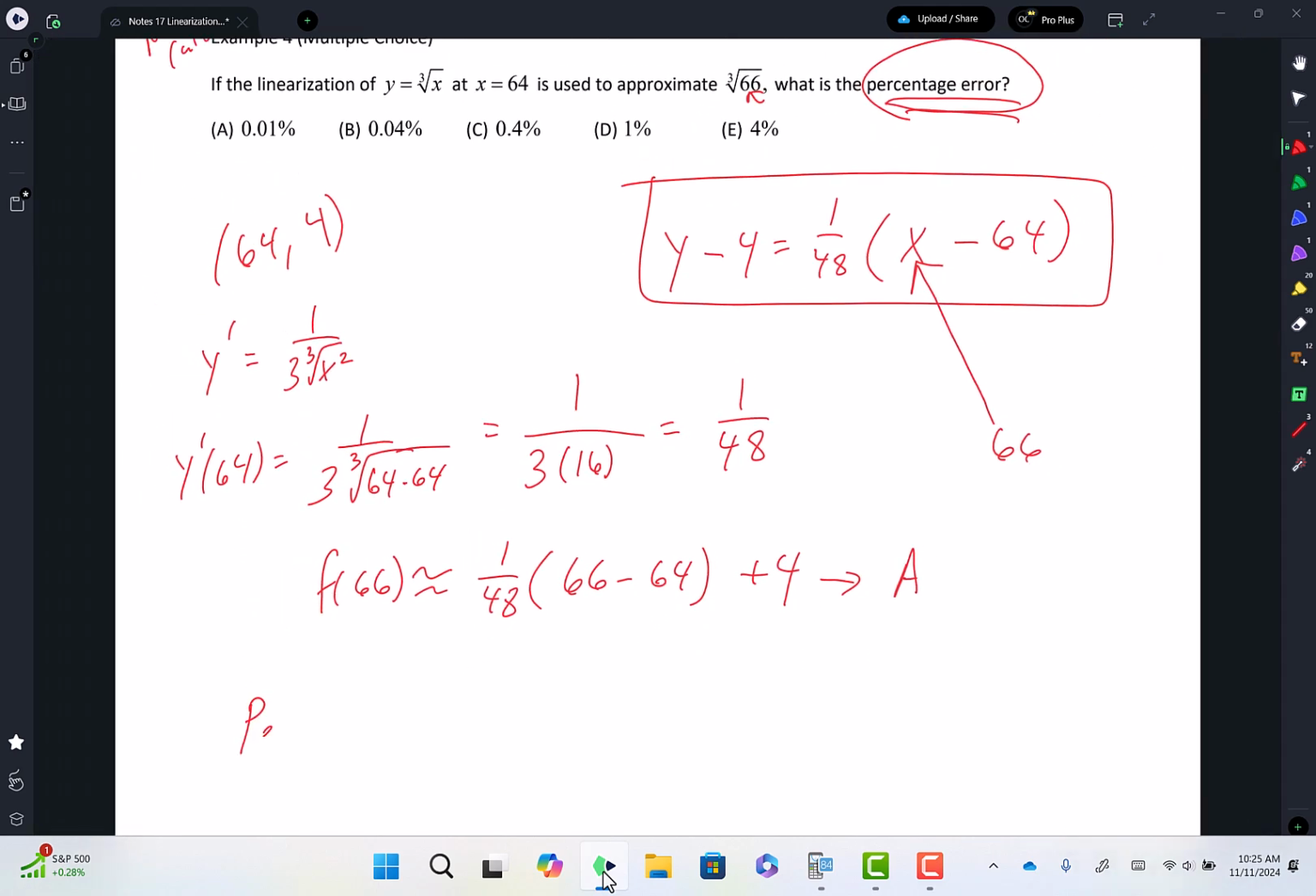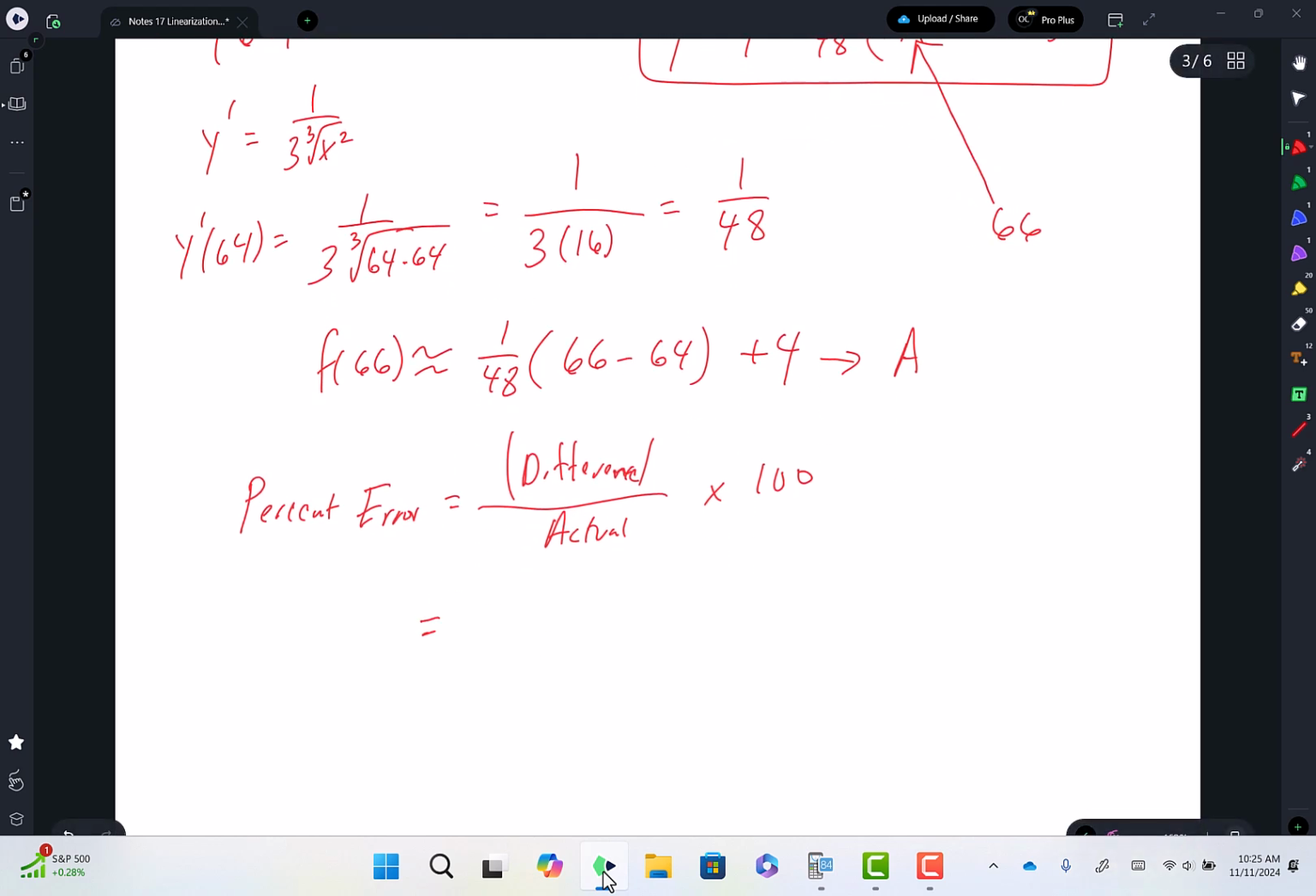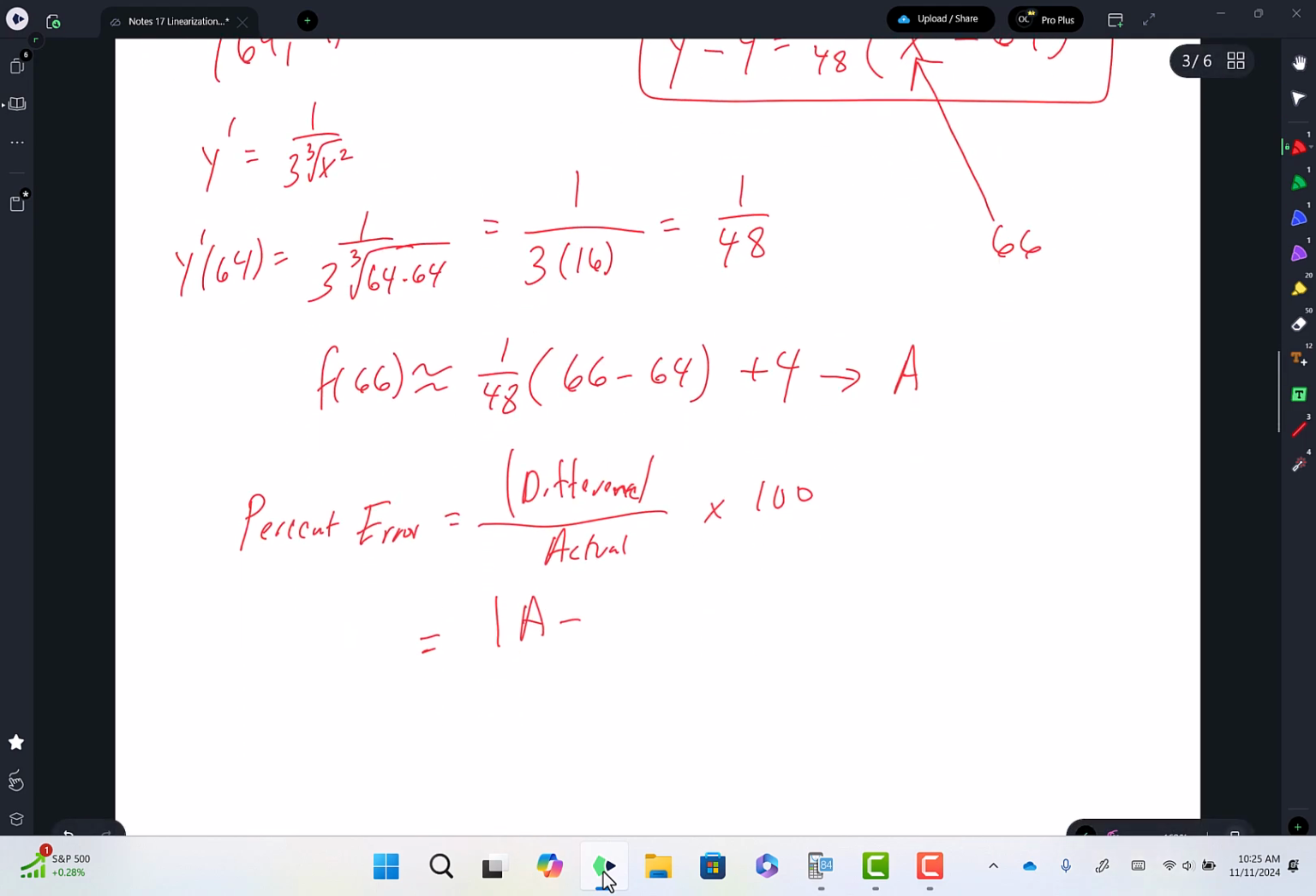Percent error. Hopefully you remember from your physics classes or your chemistry classes. It's just the difference divided by the actual. So the absolute value of the difference, divided by the actual, times 100. That's how you get percent error, guys. So I'm going to go absolute value of A minus the cube root of 66. Whatever I get, I'm going to divide it by the cube root of 66 times 100. And that's your percent error.